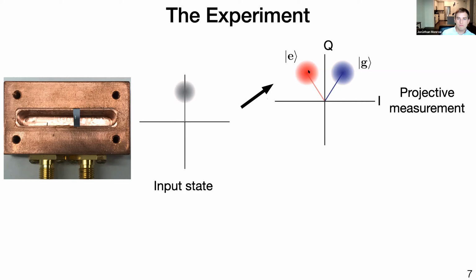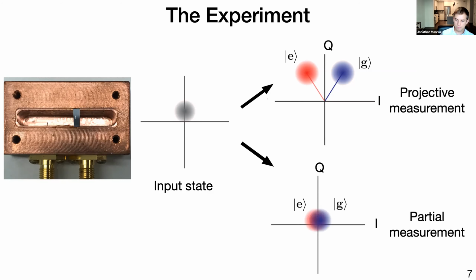Now, in this same platform, same experiment, we can simply turn down the number of photons, effectively weakening the interaction. And in this case, our two ground and excited state distributions now overlap fairly significantly. And so in this case, because we don't get full state information, we only have a partial measurement, we can't say for certain whether the qubit's in the ground state or the excited state.